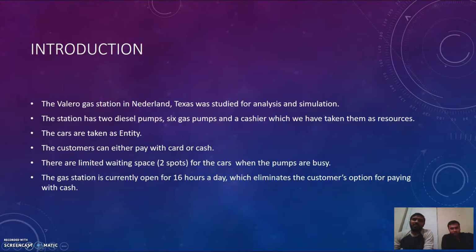What we did is we selected a random gas station in Netherlands, Texas, for studying, analysis and simulation. First of all, the station has two diesel pumps and six gas pumps. So there are eight pumps in the gas station, and only one cashier, and we have considered all these as resources. The entities are the customers, or the cars coming into the gas station. The customer coming to fill gas has two options of paying: one is by card and the other is by cash.